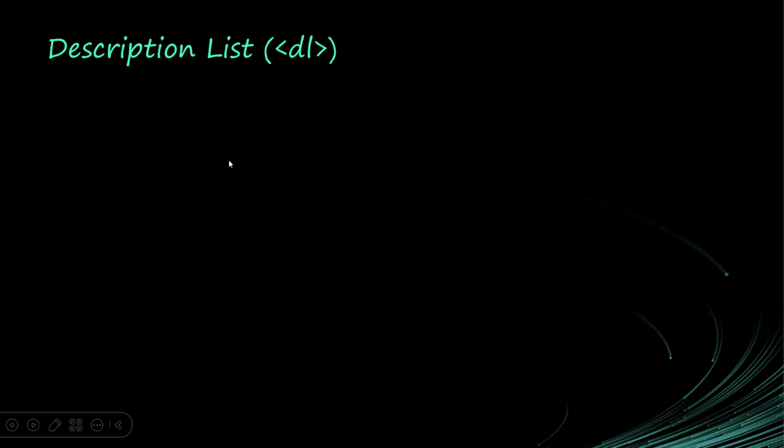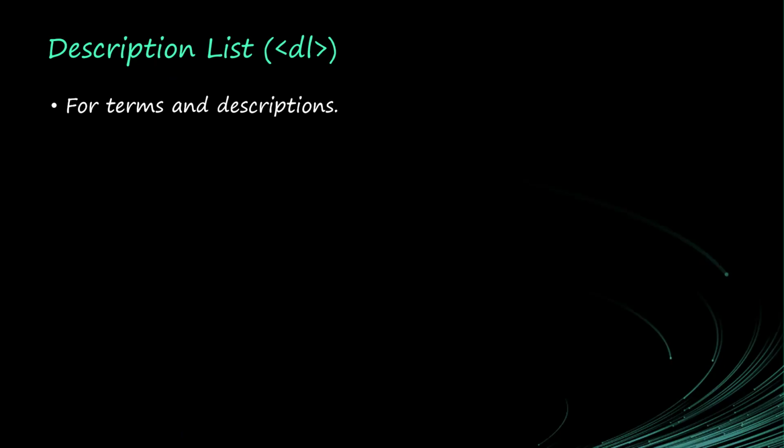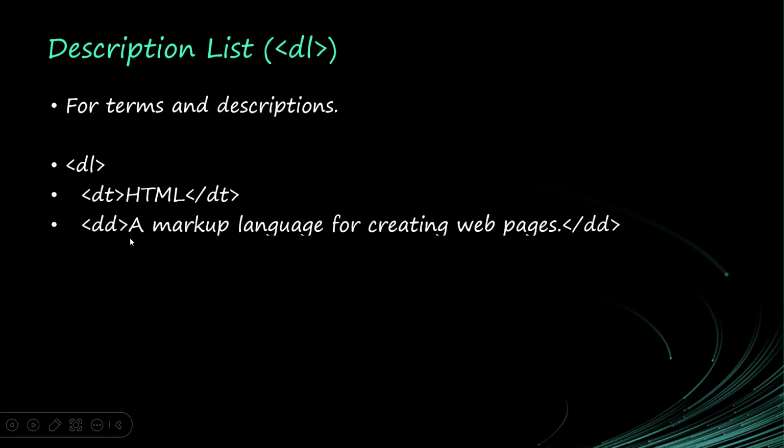So the next one is description list. In your document, you might have a list of terms. You might have some terms and you want to make descriptions for them. So for terms and description, let's say you have a term, you want to explain JavaScript. You can just write JavaScript, then you can now write some descriptions. So look at this one. This one starts with the DL. DL means description list. DT is the definition term. So the term we are using here is HTML, and this is the description. The description is DD.